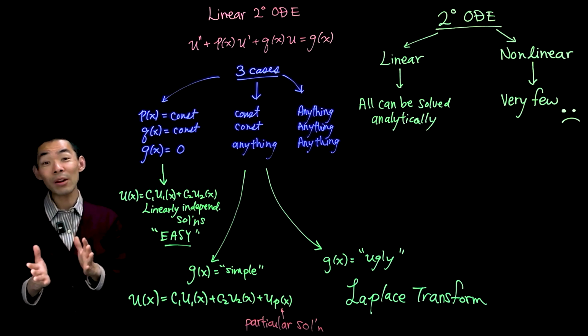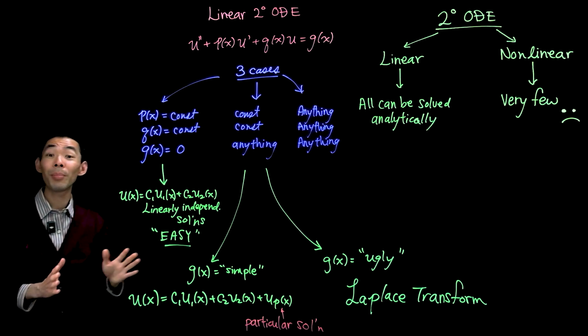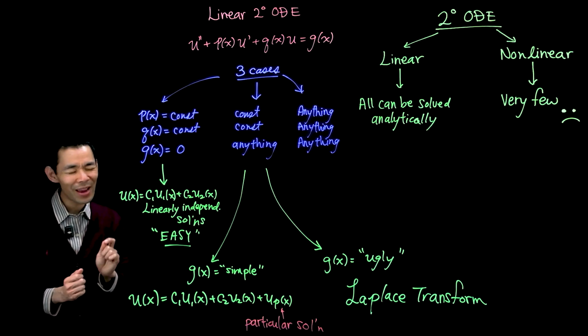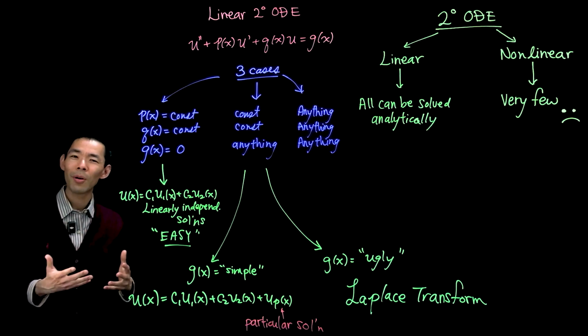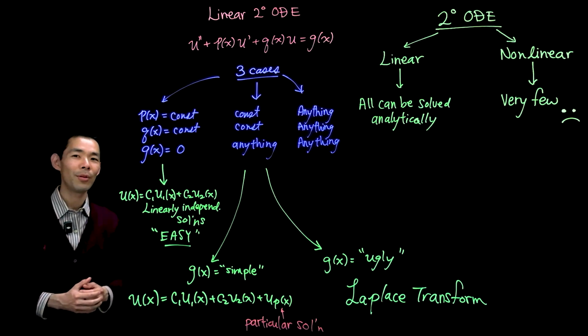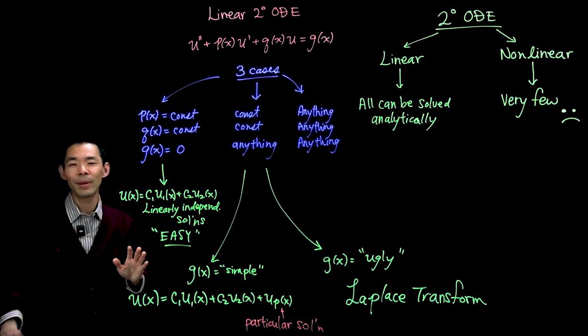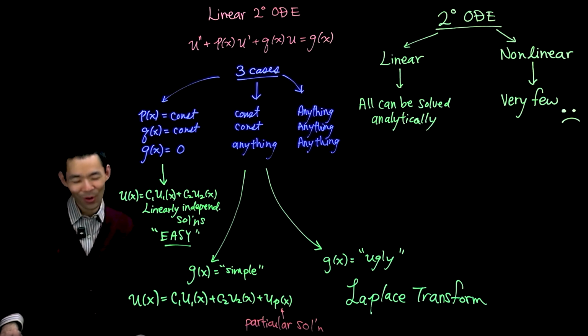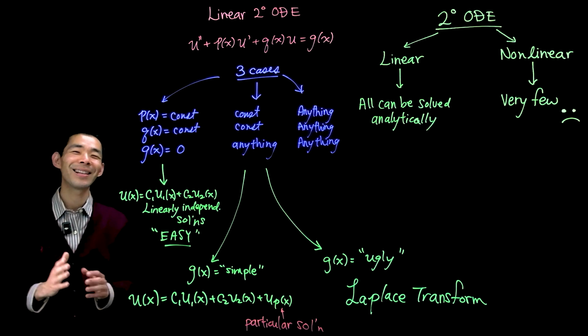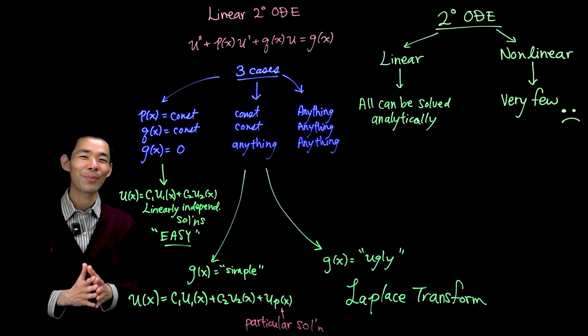And for those weird functions, there's a technique called Laplace transforms, which is a very convenient way to handle unusual right-hand side terms g of x in non-homogeneous equations. And I gotta say, the Laplace transform is one of the most remarkable mathematical formulations ever developed. It's one of my favorite mathematical constructs and concepts ever. So I'm extremely excited to get into the Laplace transform shortly.